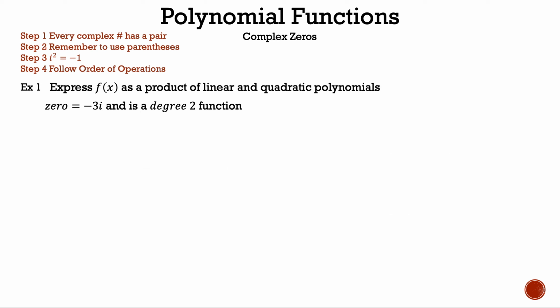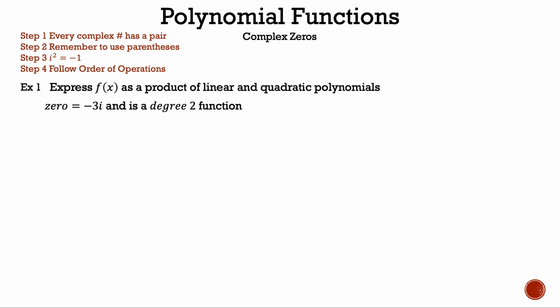Let's take a closer look at example 1. Now, let's read the steps. Step 1, every complex number has a pair. Step 2, remember to use parentheses. Step 3, i squared is equal to negative 1. Step 4, follow order of operations.